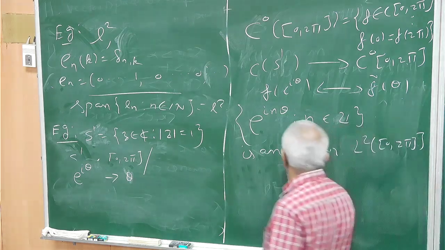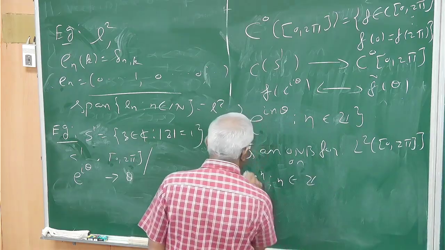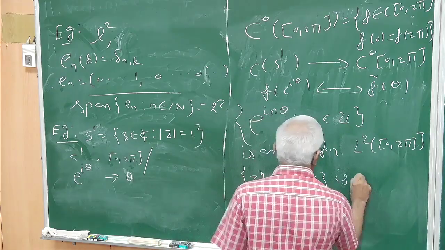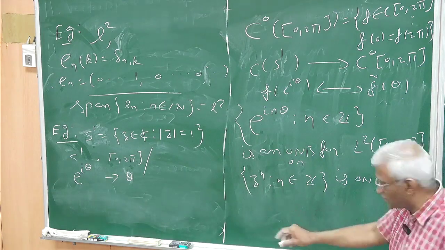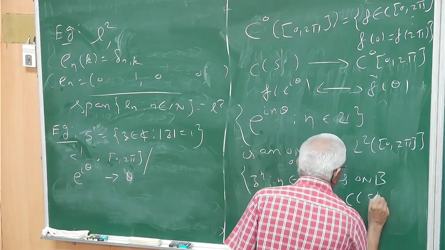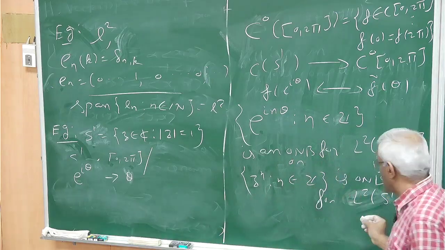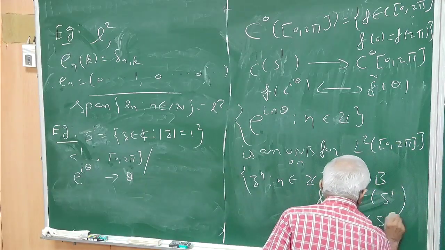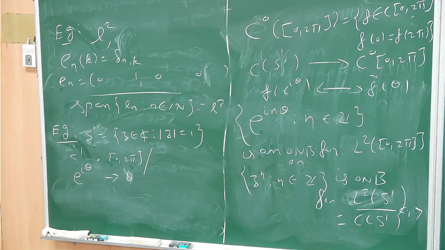Or conversely, z to the power n, n in Z, is an orthonormal basis. We have to prove it; we will use the Stone-Weierstrass theorem. We'll come to that later. It is an orthonormal basis for L2 of S1. Again, L2 of S1 is just the closure of C of S1 with respect to the same inner product, the integral of f g bar.